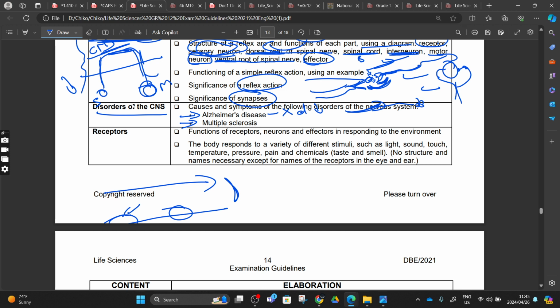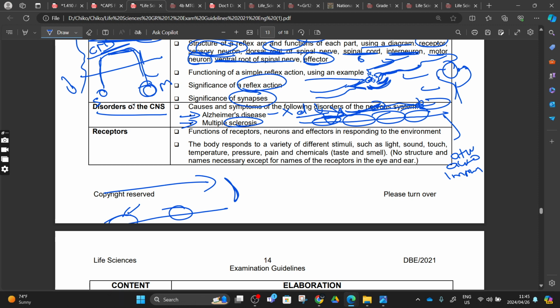Alzheimer's. And then multiple sclerosis, we also talked about this. These are the multiple scars in our myelin sheath. So this myelin sheath is being destroyed, and we say this one is caused by autoimmunity, right? Our body is fighting against our body, and there we see that our myelin sheath is being destroyed. And how is this going to affect us? This is going to affect us because it will result in our impulse not being transmitted at high speed, right?